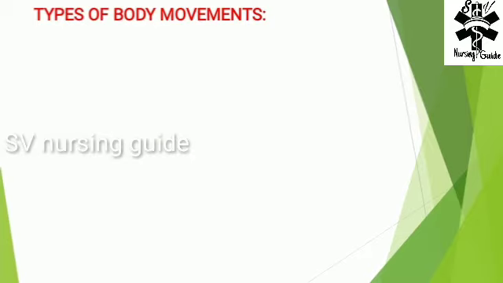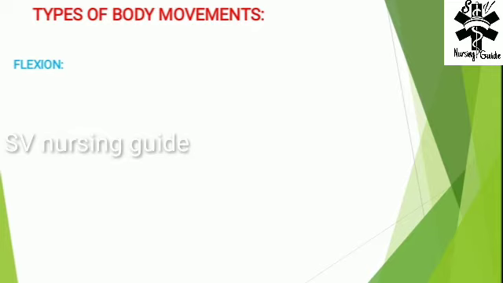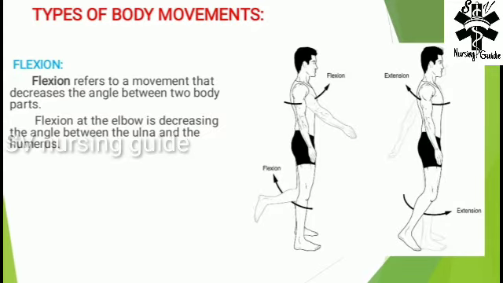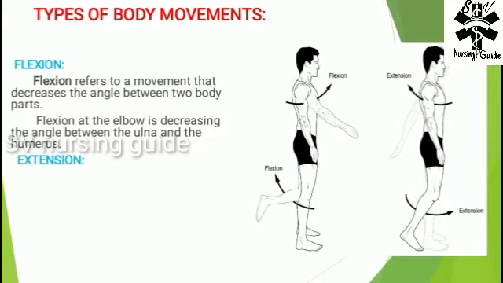Next, types of body movements. We have a lot of body movements. First, flexion. Flexion refers to a movement that decreases the angle between two body parts. You see in this picture, flexion at the elbow is decreasing the angle between the ulna and the humerus. That is called flexion.